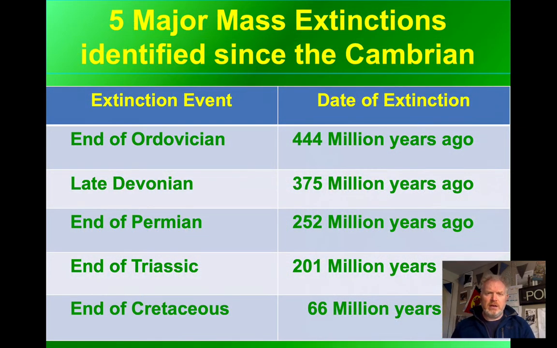These are the 5 biggies. At the end of the Ordovician, in the late Devonian, at the end of the Permian period, the end of the Triassic period, and the end of the Cretaceous period. These are the ones that are marked up on your version of this graph.